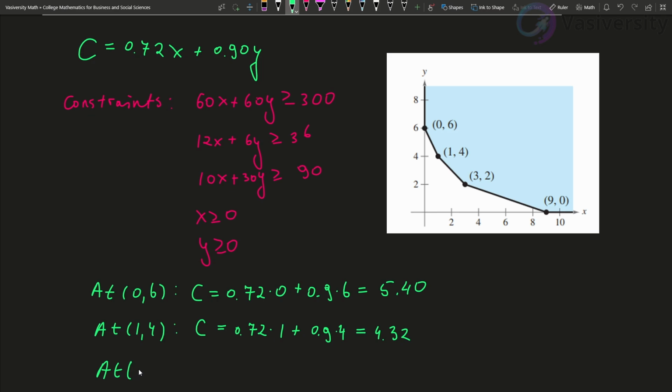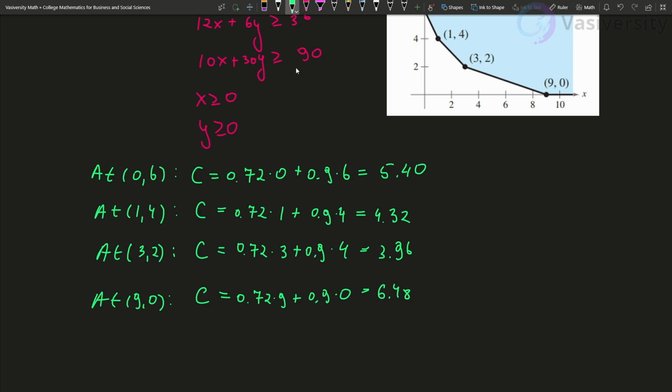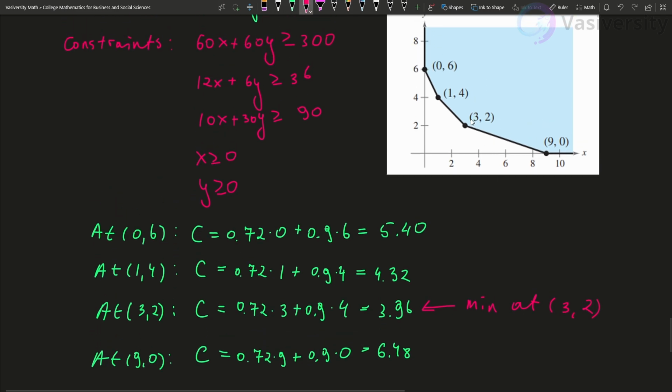Okay, and then at 3, 2, the cost is equal to 0.72 times 3 plus 0.9 times 2, which is equal to 3.96. And then the last point is at 9, 0, where the cost is equal to 0.72 times 9 plus 0.9 times 0, which is equal to 6.48. So clearly, the minimum is at the point 3, 2. Right, so 3, 2 is going to be our minimum. Perfect. So now we were able to actually solve this.